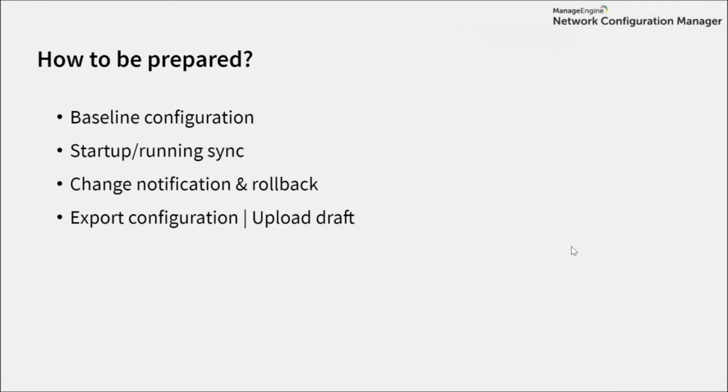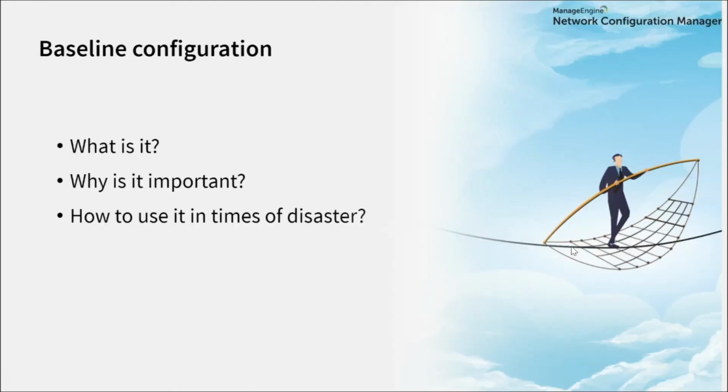So the first one is baseline configuration. What's a baseline configuration? Baseline configuration is the configuration which has been tried and tested multiple times and has proved to be solid time and again. So baseline configuration is the most stable version among all the other configuration versions.